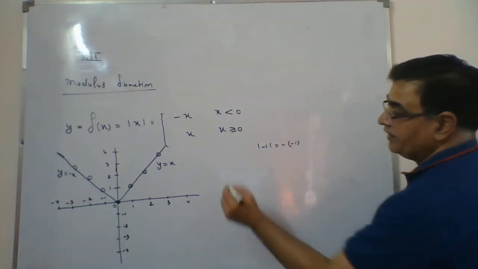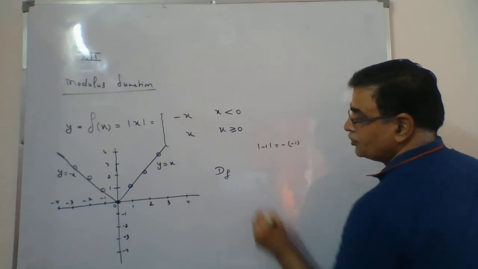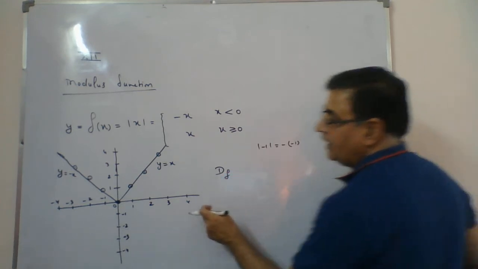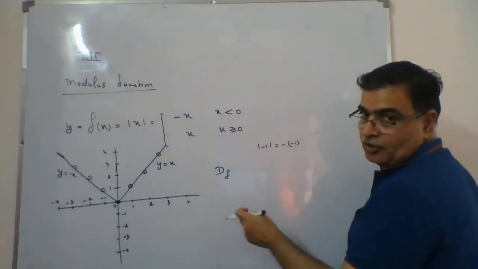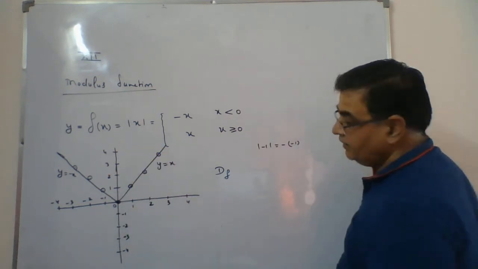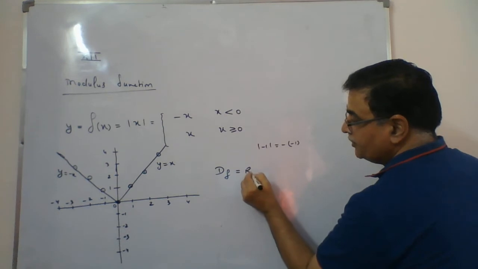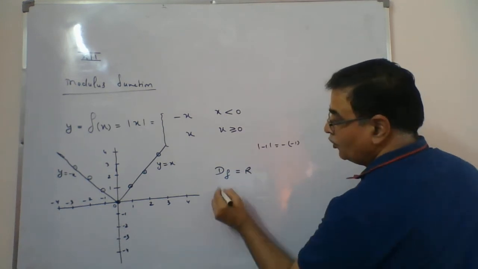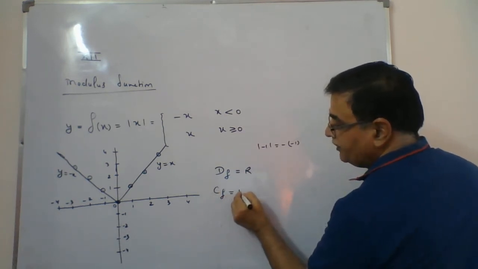In this case, if I ask what is the domain of the function, we will say you can take either a plus value on x or a minus value on x, so this is defined. So we will say the domain of the function is all the real numbers. Codomain of the function, we always have real numbers.